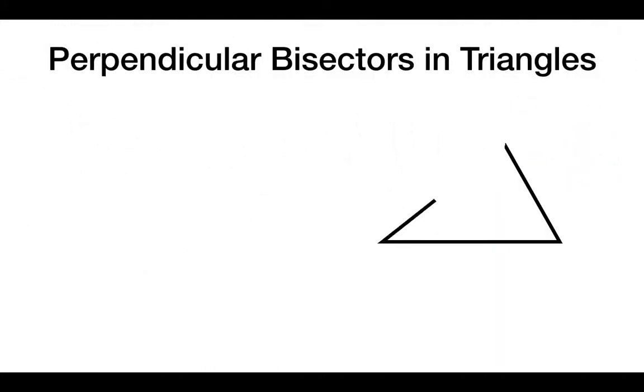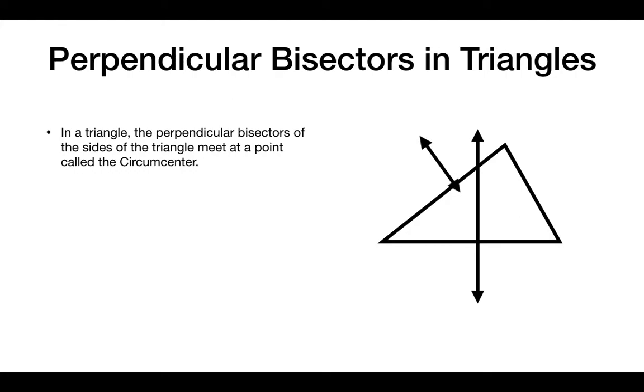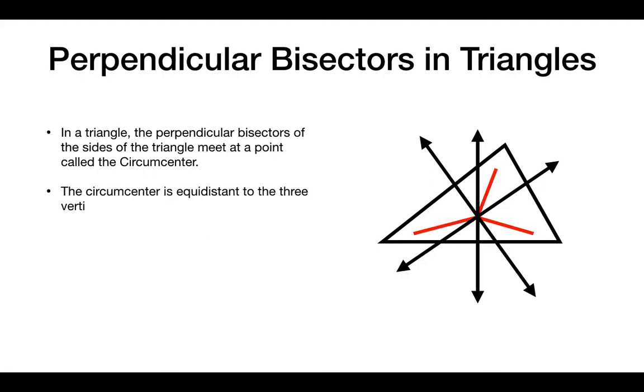So now let's talk about perpendicular bisectors in triangles. In a triangle, the perpendicular bisectors at the sides of the triangle meet at a point called the circumcenter. That is right here. This is our circumcenter. The circumcenter is equidistant to the three vertices. So this point is the same distance from here as it is from here and here.